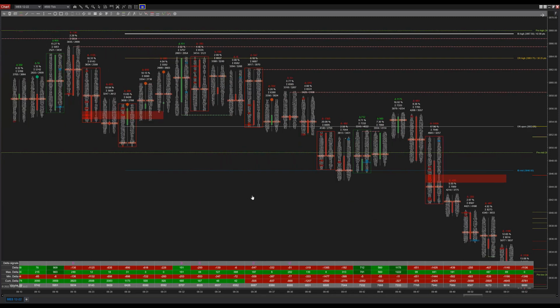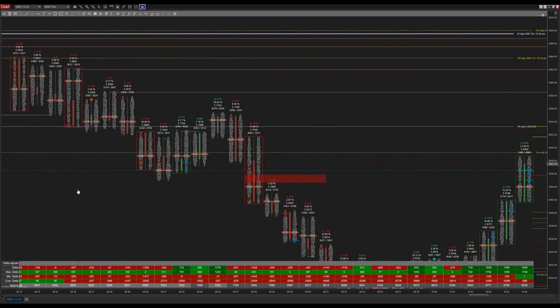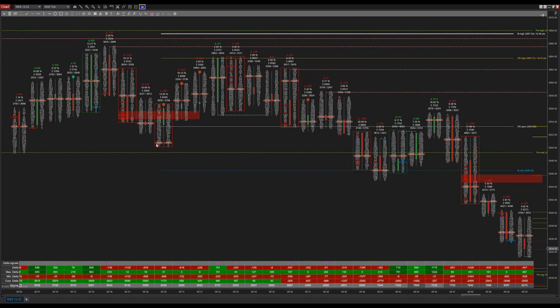Okay, so I'm just going to go back here to the open. I should note here I've got our footprint indicator on. And then I've got our initial balance, right? Those are the only things that I have on the chart at the moment. So I'm just going back to, this is Thursday's open. I'm using a 4,500 tick chart here on the micro ES, right?